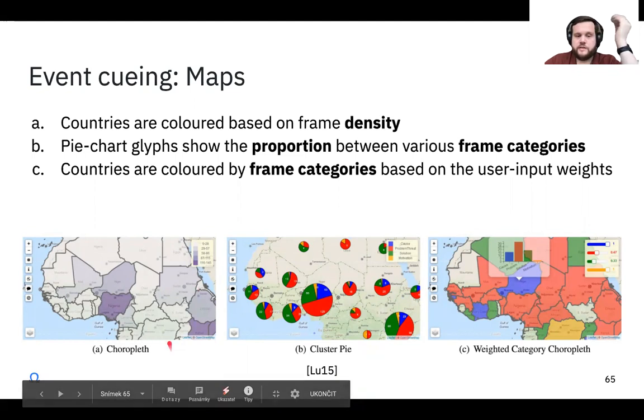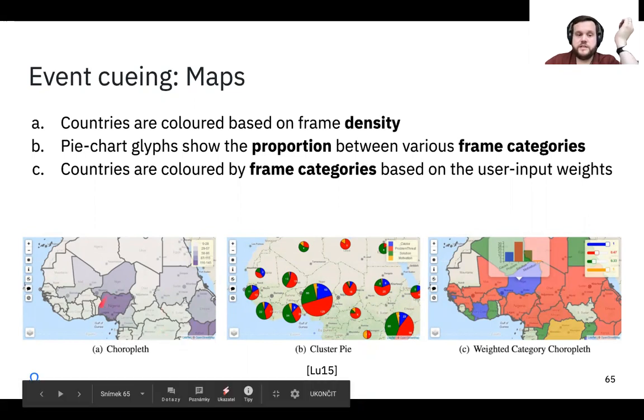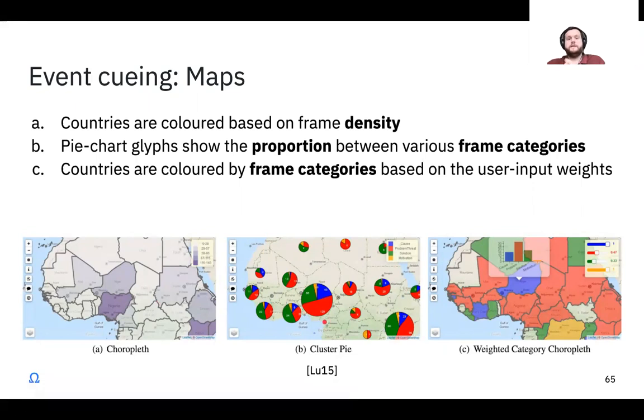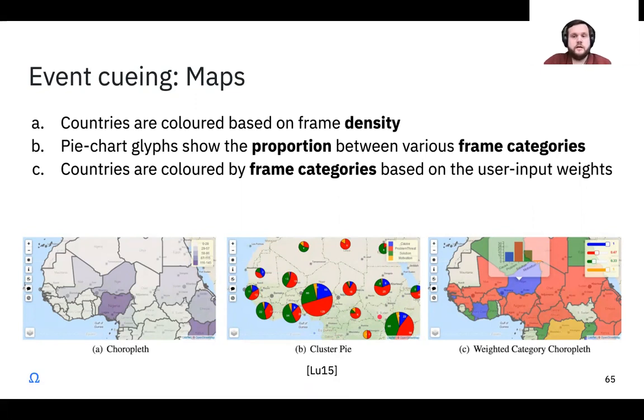One is that you just have a choropleth where countries are colored based on frame density. So how many frames came from this country? We see that Nigeria seems to be active in this particular, Nigeria and Kenya. Then we have so-called cluster pies. We have various frame categories, which we're going to go over in a minute for this approach. And the pie chart will show the proportion between various frame categories. So we can see how news from different countries is contributing to individual frames, which is useful to see the overall intention.